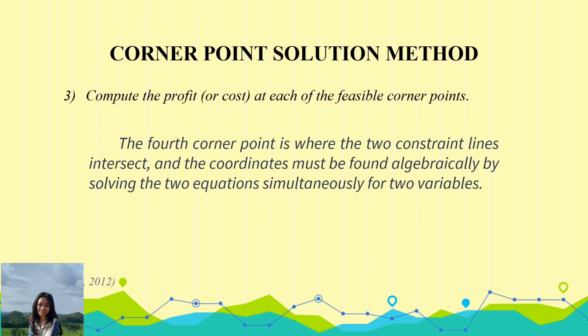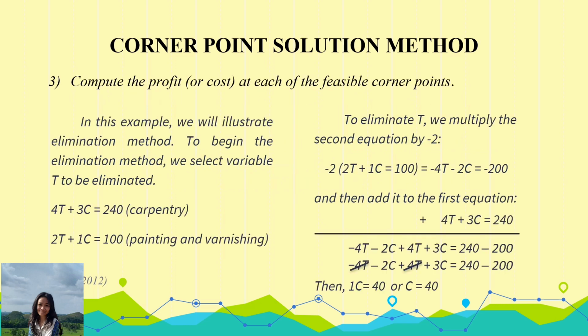The fourth corner point is where the 2 constraint lines intersect, and the coordinates must be found algebraically by solving the 2 equations simultaneously for 2 variables. In order to compute the fourth corner point, we will use the elimination method. We first need to choose a variable to be eliminated. By the way, this is the method used in the isoprofit line solution method on finding the coordinates of the last point. So in this problem, we will eliminate variable t.